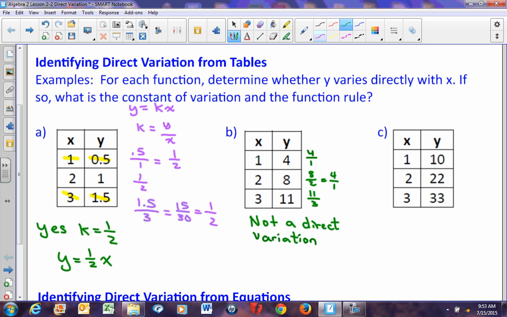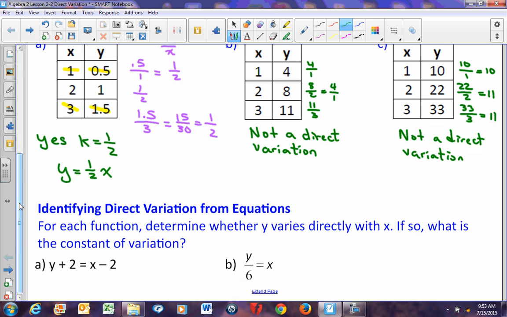Let's look at the third one here. Y divided by x, 10 over 1, which equals 10. I have 22 over 2, which equals 11. And then 33 over 3, which also equals 11. So again, it's not a direct variation. So you can look at a table and determine by the constant of variation whether or not it is a direct variation.